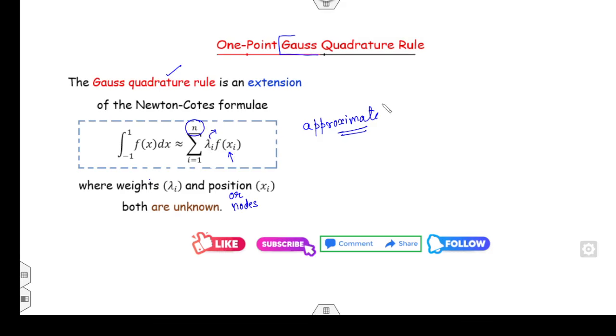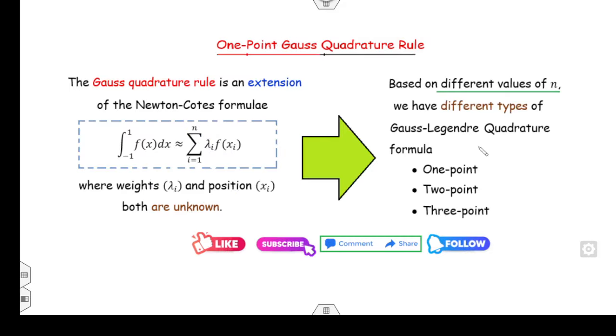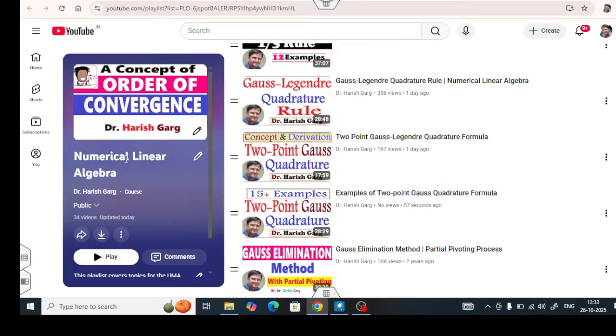Based on the value of n, we can define the Gauss quadrature formula as a 1-point, 2-point and 3-point. In the 1-point Gauss quadrature formula, the value of n is taken as 1. In the 2-point, we take n as 2, while for the 3-point, we take n equal to 3. The 2-point Gauss quadrature formula we already explained in detail. You can watch the playlist Numerical Linear Algebra and see the derivation of the 2-point Gauss quadrature and the 15 plus numerical examples of the 2-point Gauss quadrature formula.